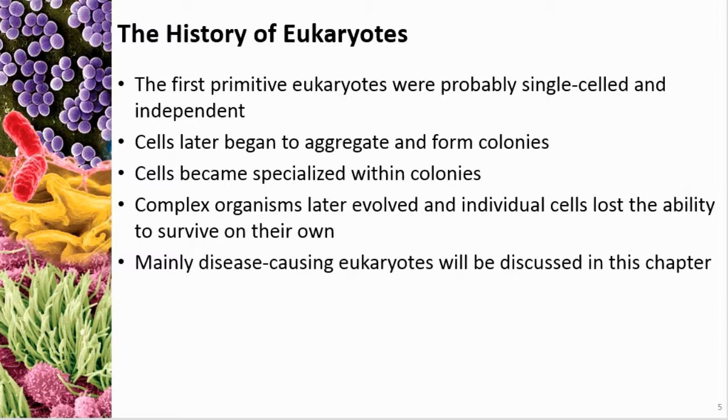Mainly the disease-causing eukaryotes are what we're going to talk about in this chapter, such as protozoa and fungi and helminths. Bearing in mind, I may mention animals, humans, things like that as we're discussing this, only because I want to bring up the fact that you have learned some of this already, and I just want you to make the associations, okay? So we are going to talk about this.